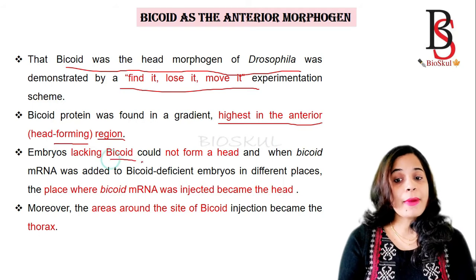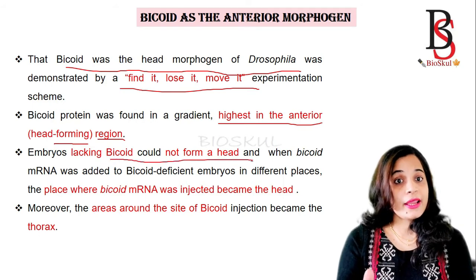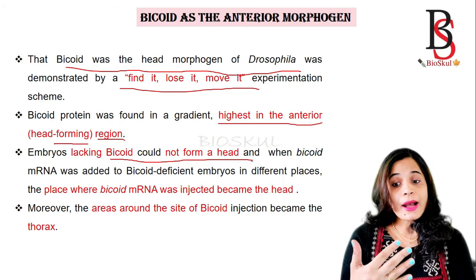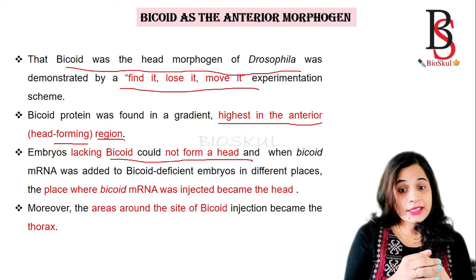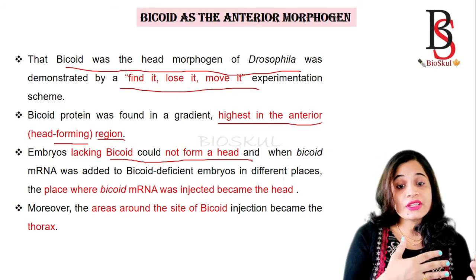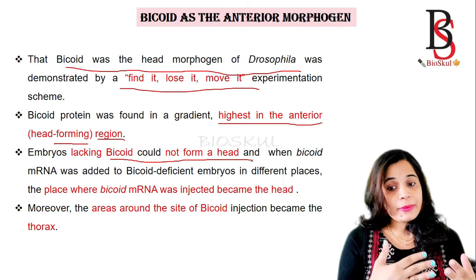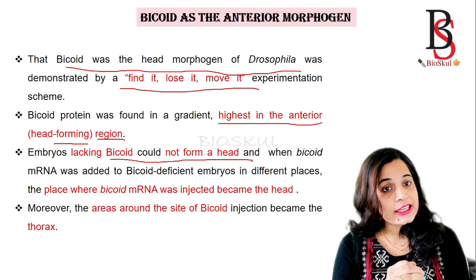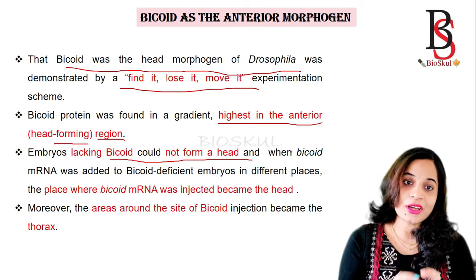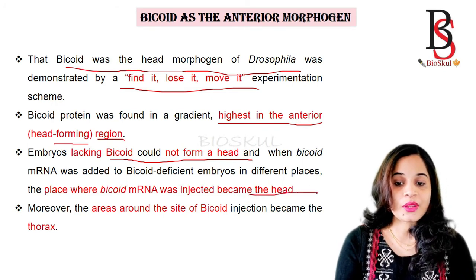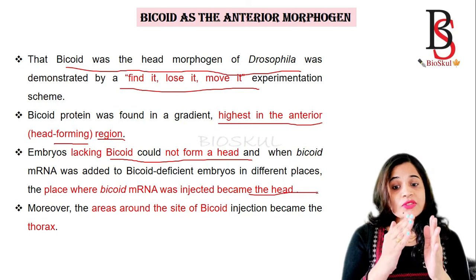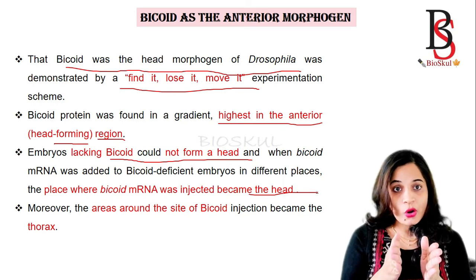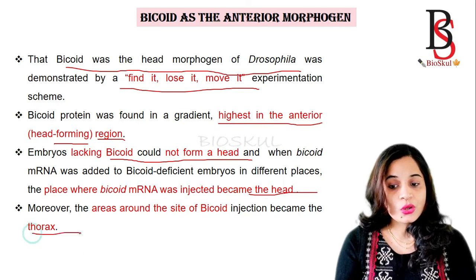An embryo lacking bicoid could not form a head, but when the bicoid mRNA was injected into the bicoid deficient embryo in different places, the place where the bicoid mRNA was injected became the head of the embryo. And the area present around the bicoid develops into the thorax.